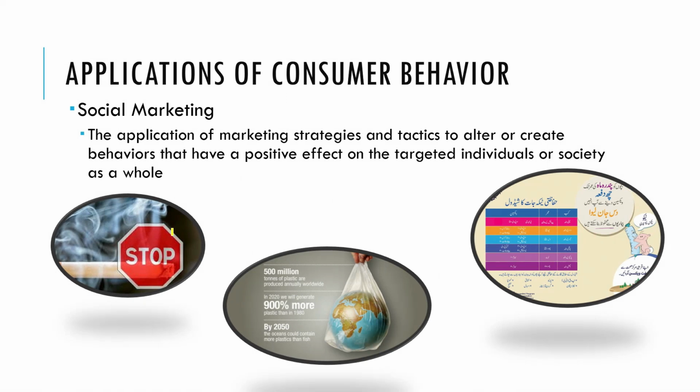Then social marketing is an important aspect of consumer behavior. What is social marketing? It is the application of marketing strategies and tactics that are designed to alter or create behaviors that have a positive effect on the targeted individual or the society as a whole. So when we talk about social marketing, we understand that it is that aspect of consumer behavior which relates to the well-being of the consumer as a whole. It's not about selling the products only; it's also about the well-being of the consumer related to society nowadays, either environmental well-being, the concept of vaccination, or the concept of some disease. So to understand what makes a successful social marketing strategy, you need to have a sound understanding of consumer behavior.